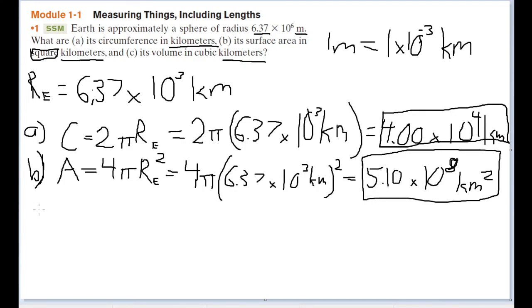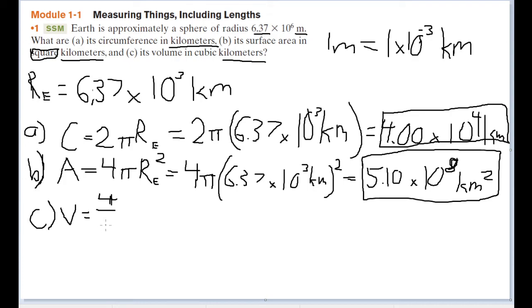And for our final part, what is the volume in cubic kilometers, rather. So the formula for the volume of a sphere, and of course we are approximating Earth as a sphere. I know someone's going to point out, oh, well, technically the Earth isn't a perfect sphere, but we're going to approximate it anyway. That's why I'm rounding to these significant figures.